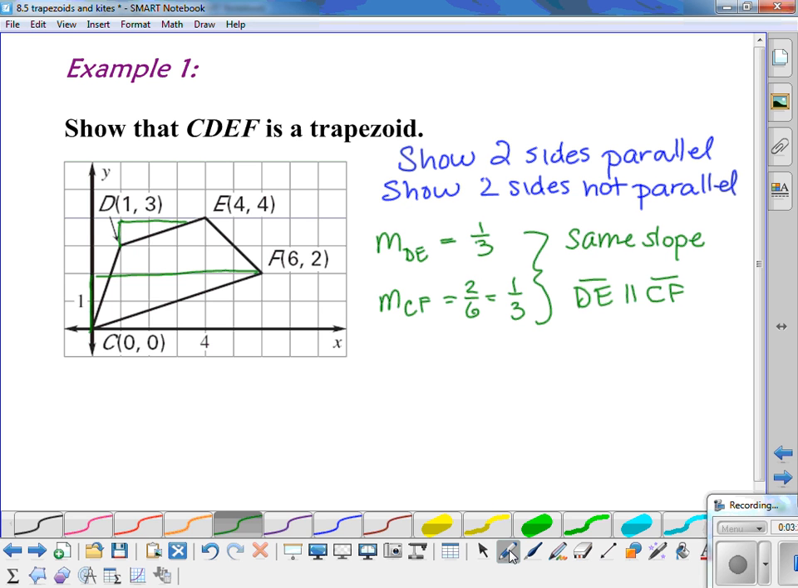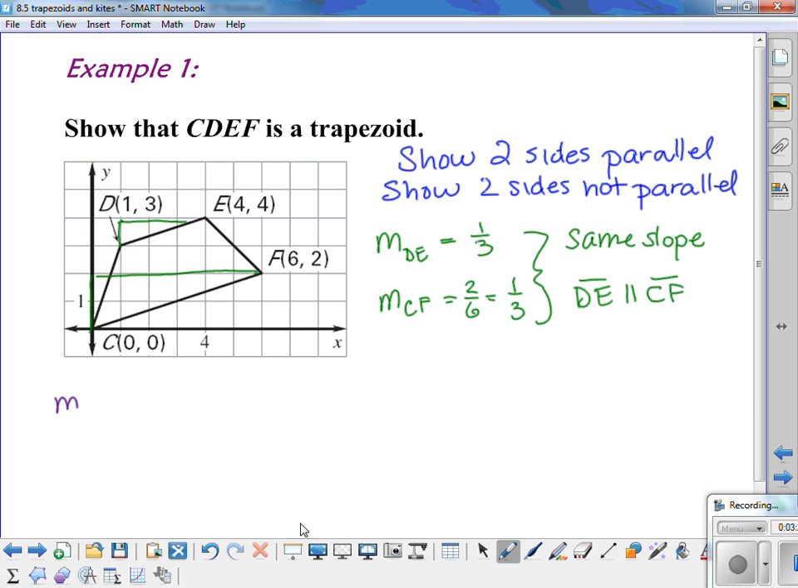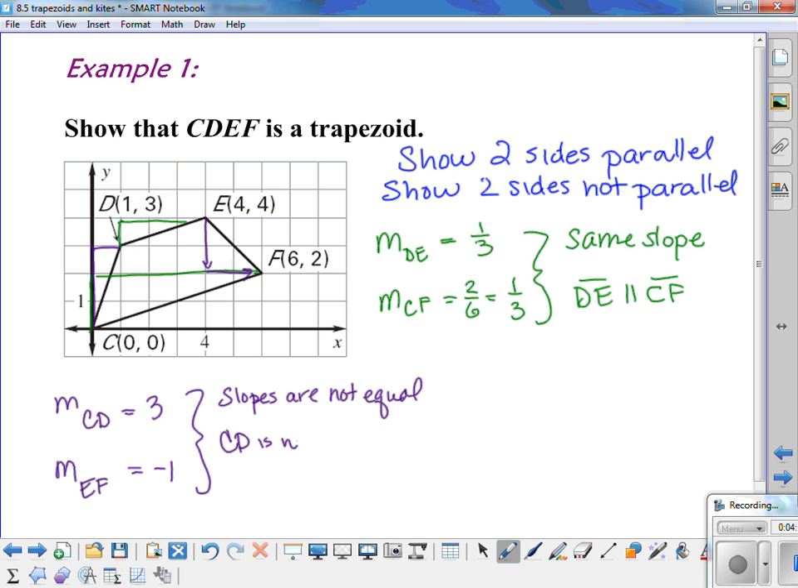Now I'm going to show that the other two sides are not parallel. So I'm going to look at the slope of CD and the slope of EF. Looking at CD, I'm going up 3 over 1. So the slope there is 3 over 1, or 3. And if I look at EF, that one's actually going down 2 and over 2, so negative 2 over 2, which is negative 1. So the slopes are not equal, and that means that CD is not parallel to EF. And because of both these things, I can say, therefore, CDEF is a trapezoid.